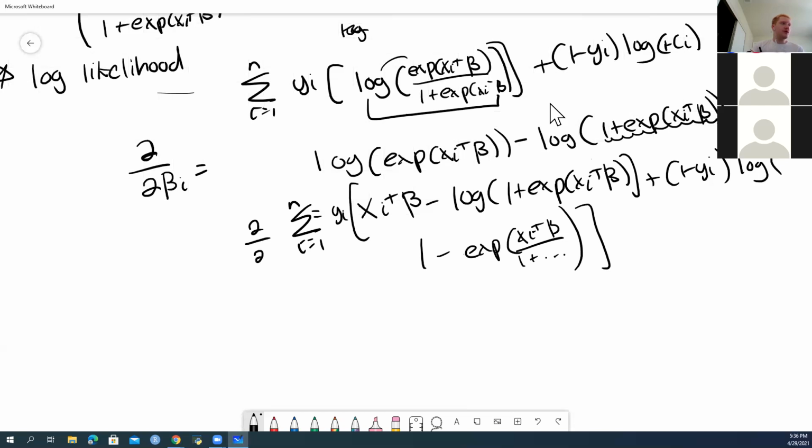And then you just take the partial with respect to beta 1, or I'll call it beta j. You go through each of these and only care about beta j. So xi transpose beta is really just beta naught times 1, plus beta 1 times xi1, plus beta 2 times xi2, and so on. And so you just take this derivative.